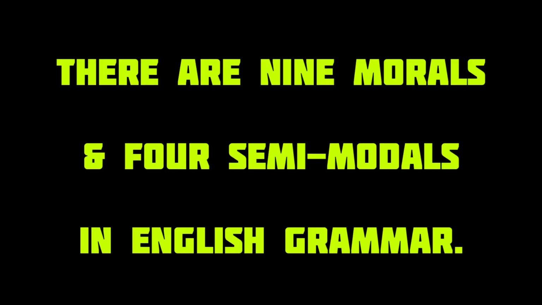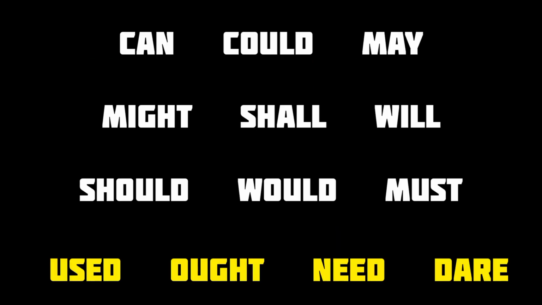In English grammar, there are 9 modals and 4 semi-modals. Now let's find out what these 13 modal verbs are. Can, could, may, might, shall, will, should, would, must, ought, used, need and dare.